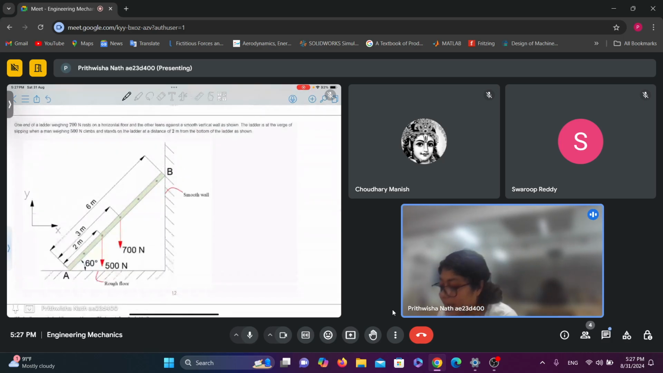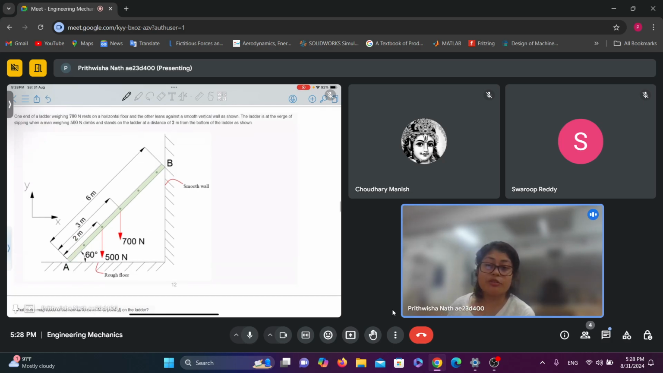So the problem is one end of the ladder weighing 700 Newton rests on a horizontal floor and the other leans against a smooth vertical wall. As shown, the ladder is at the verge of slipping when a man weighing 500 Newton climbs and stands on the ladder at a distance of 2 meters from the bottom of the ladder as shown. So first I will suggest that you try drawing the free body diagram for this.